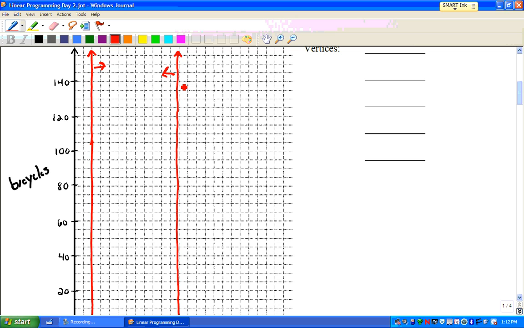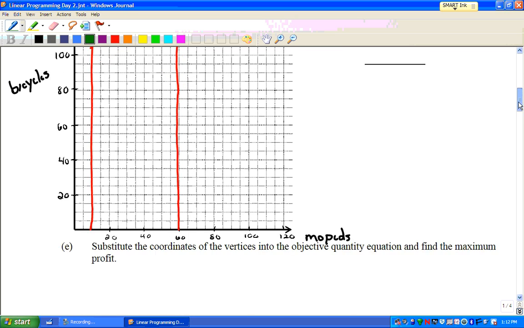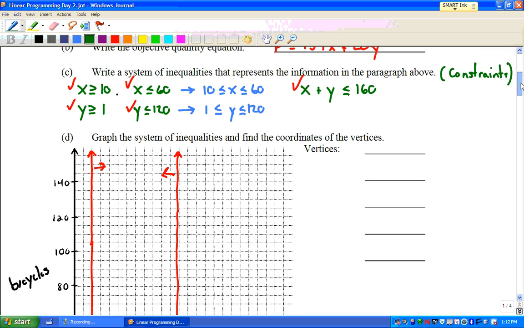Now let's do it with green. Green is for the bicycles, 1 to 120. So we're going to draw in a graph here of 120, and it's got to be less than 120.